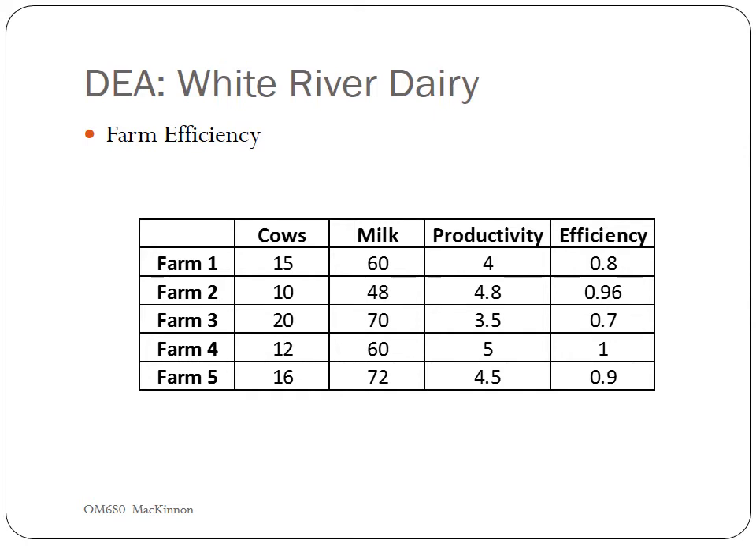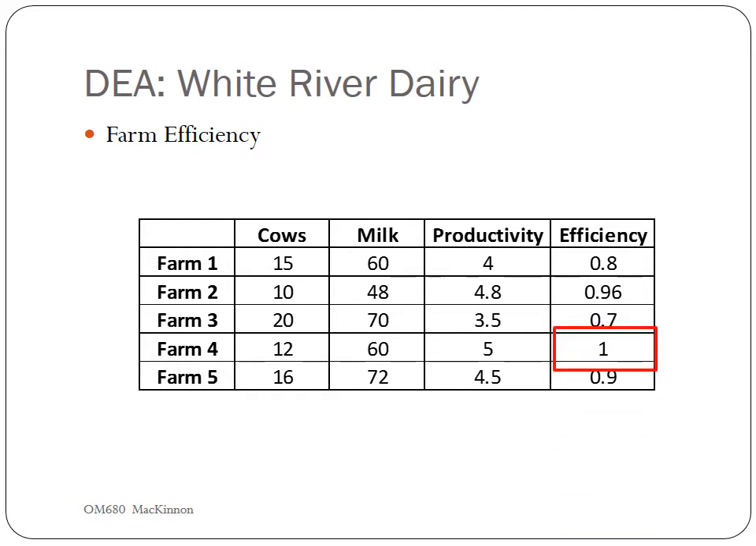So let's take a look at an initial example of DEA, very simplistic. Let's take a look at farms. We have 5 farms, and each have a certain number of cows, and those cows give milk. The cows are the inputs, and the milk is the output. The productivity measure on this screen is simply milk divided by cows. And then we have an efficiency measure over on the right hand side.